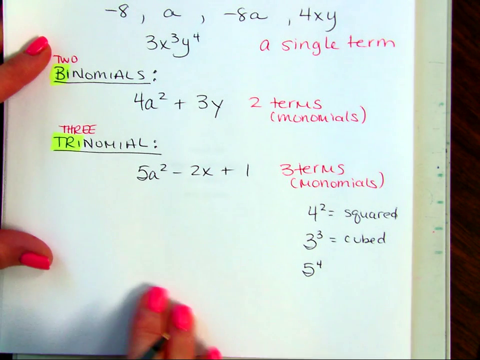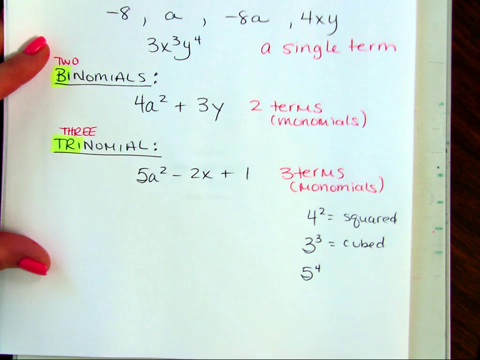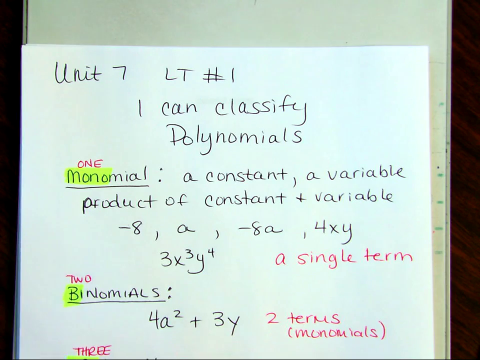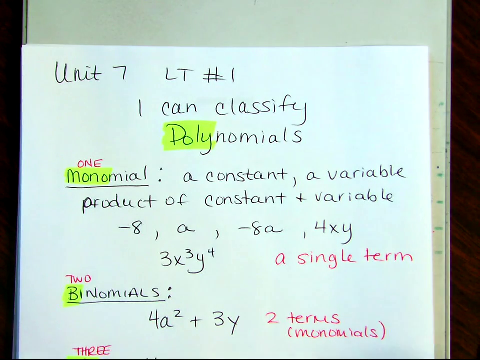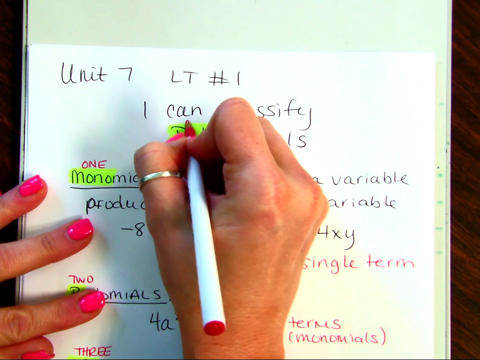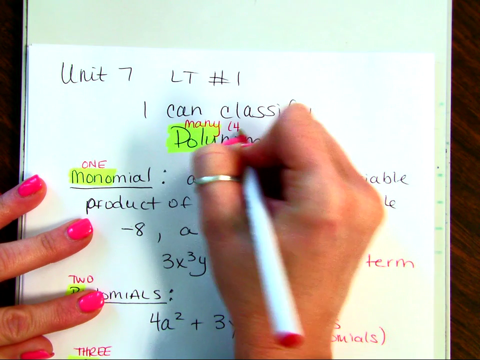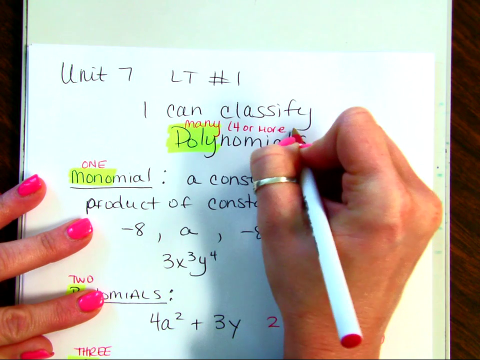There's a special name for 2 terms, for 3 terms, but 4 or more are just going to be considered polynomials. Because, let's go back up here and highlight this word poly. And poly actually means what? Many. And many actually means, in the world of polynomials, 4 or more terms or monomials.